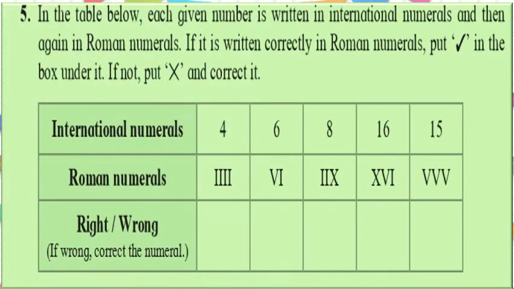Now students, this is from your textbook. We will see whether they are right or wrong. If it is right, we will put a right mark in the box, and if it is wrong, we will put a cross mark. See, observe the first one. The first column shows the international numerals and the second row shows the Roman numerals. Okay, see the first one, 4. How is it written? I, 4 times. Is that right?